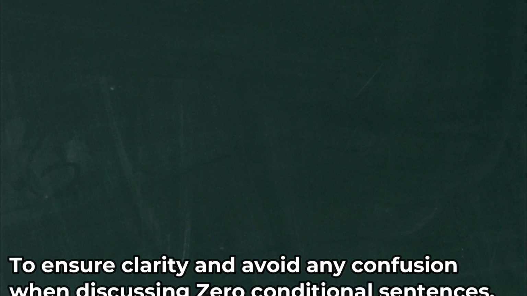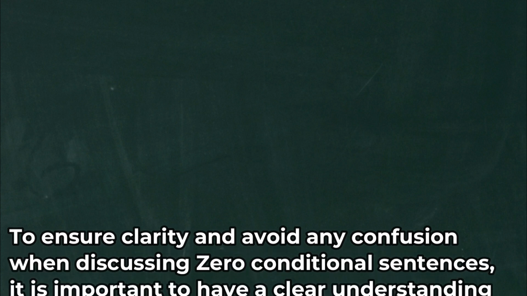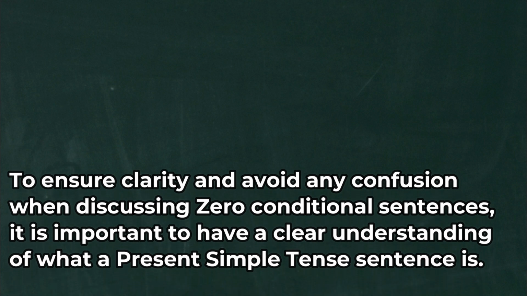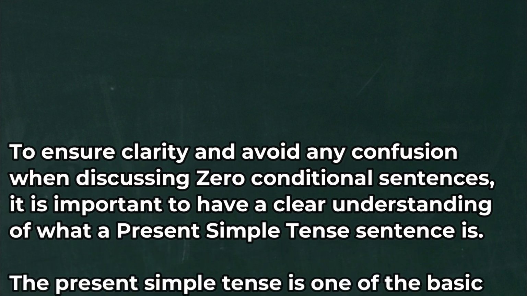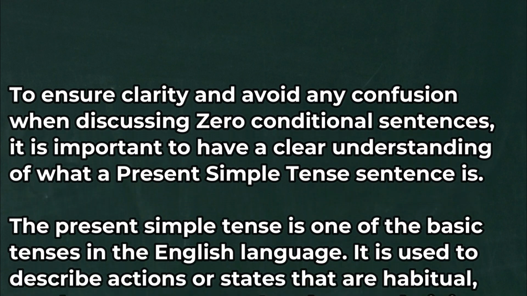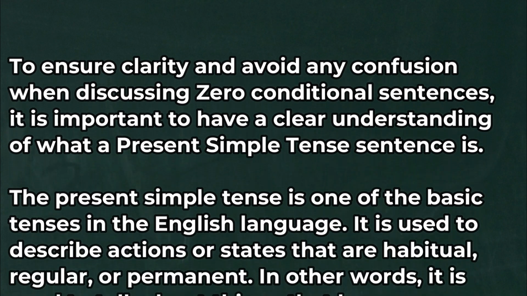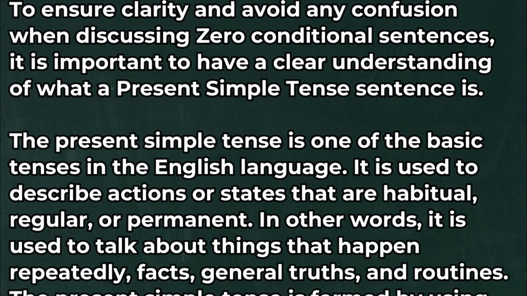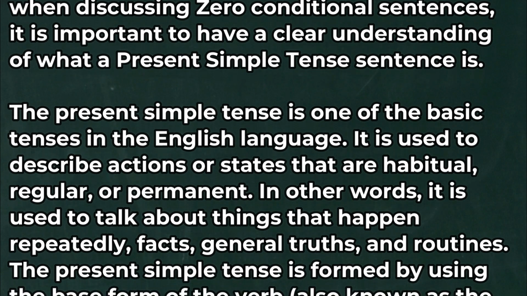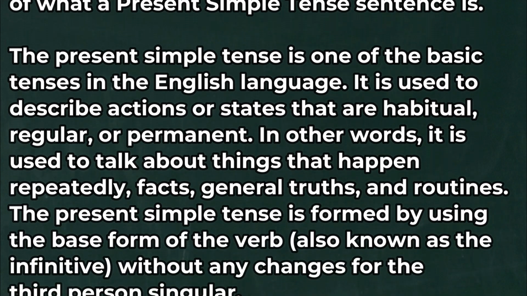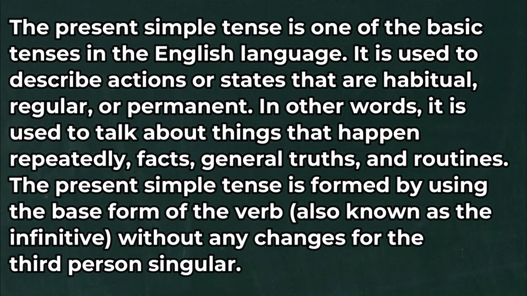To ensure clarity and avoid any confusion when discussing zero conditional sentences, it is important to have a clear understanding of what a present simple tense sentence is. The present simple tense is one of the basic tenses in the English language. It is used to describe actions or states that are habitual, regular, or permanent. In other words, it is used to talk about things that happen repeatedly, facts, general truths, and routines.